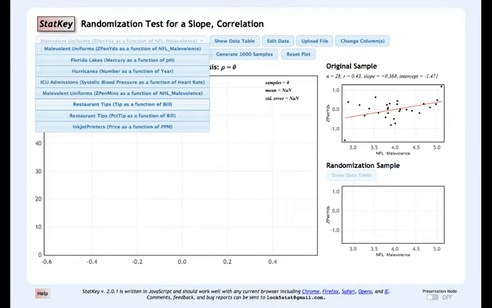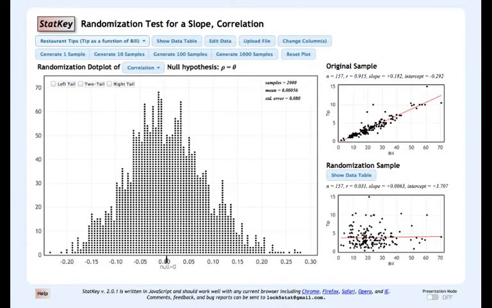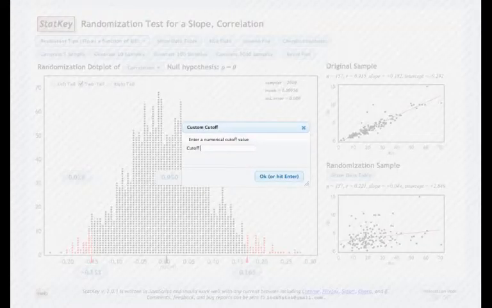We'll just go to restaurant tips, tip as a function of bill instead of percent tip as a function of bill. And you can see the same scatter plot over here on the right that we were just looking at on our paper. Generate a few thousand samples. We want a two-tail test because we have a two-sided alternative hypothesis, and our sample correlation here is 0.915, so I need to overwrite this endpoint down here, this 0.165 I'm going to click on, and overwrite that with 0.915.